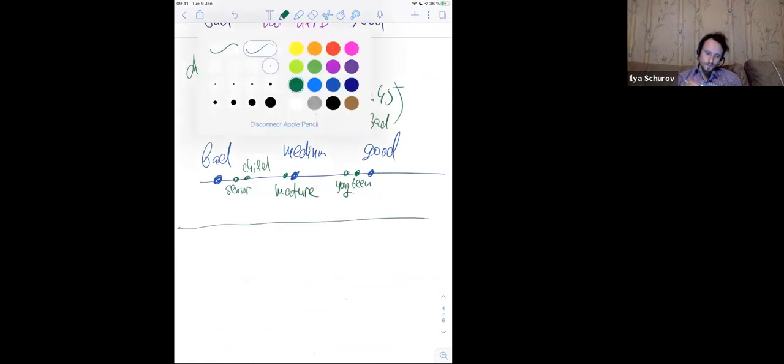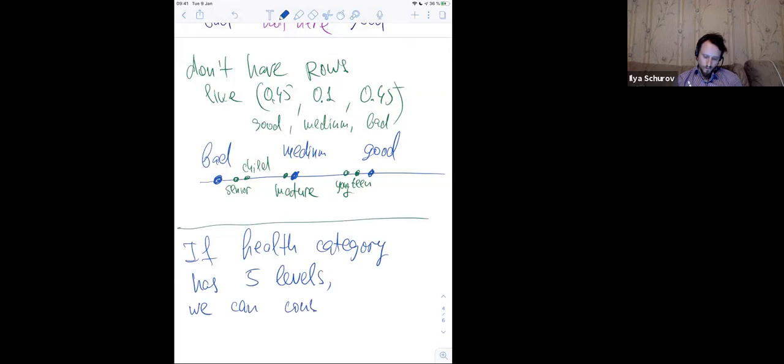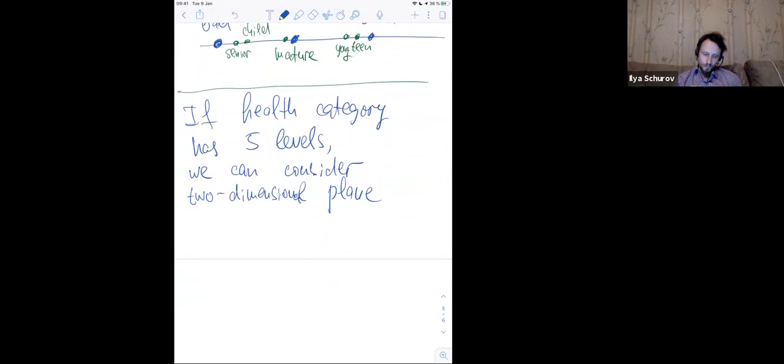We can, for example, take the health category, which has 5 levels. We can consider some 2-dimensional plane in the corresponding 5-dimensional space.